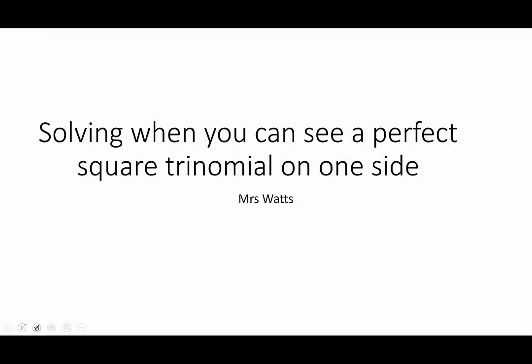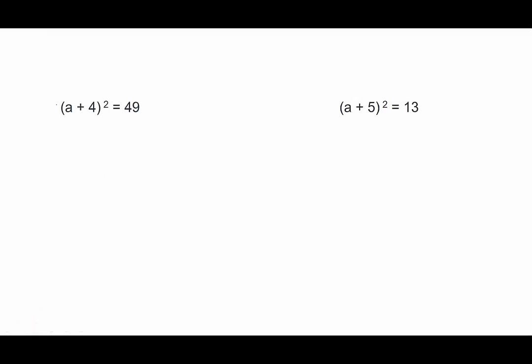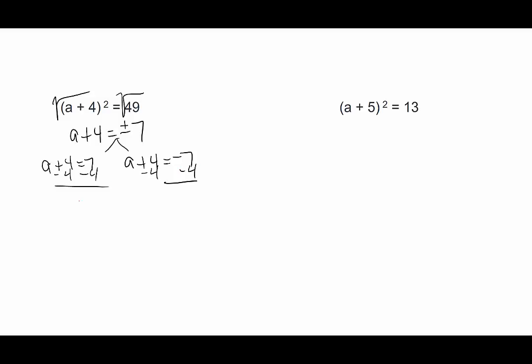We are looking at another method for solving quadratics. These two problems are set up to take the square root of both sides. The square root of a plus 4 squared comes down as a plus 4, and we get plus or minus 7. Now we split our equation, so we have a plus 4 equals 7, and a plus 4 equals negative 7. Subtract 4 from both sides. We're going to solve both equations, and we're going to get a is equal to 3 or negative 11.